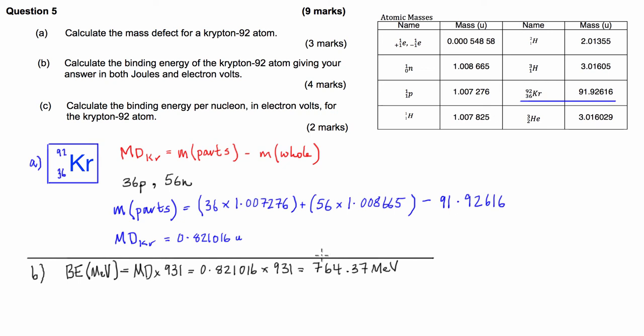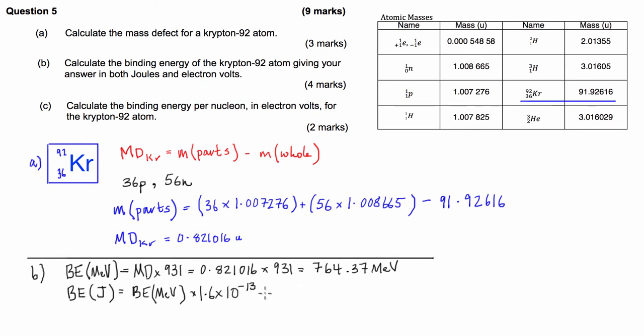Cool. So, guys, if we're going from mega electron volts to joules, we're going to write our binding energy in joules is going to be equal to our binding energy in mega electron volts times 1.6 times 10 to the power of negative 13. Now again, guys, this is a conversion factor from binding energy in mega electron volts to binding energy in joules.